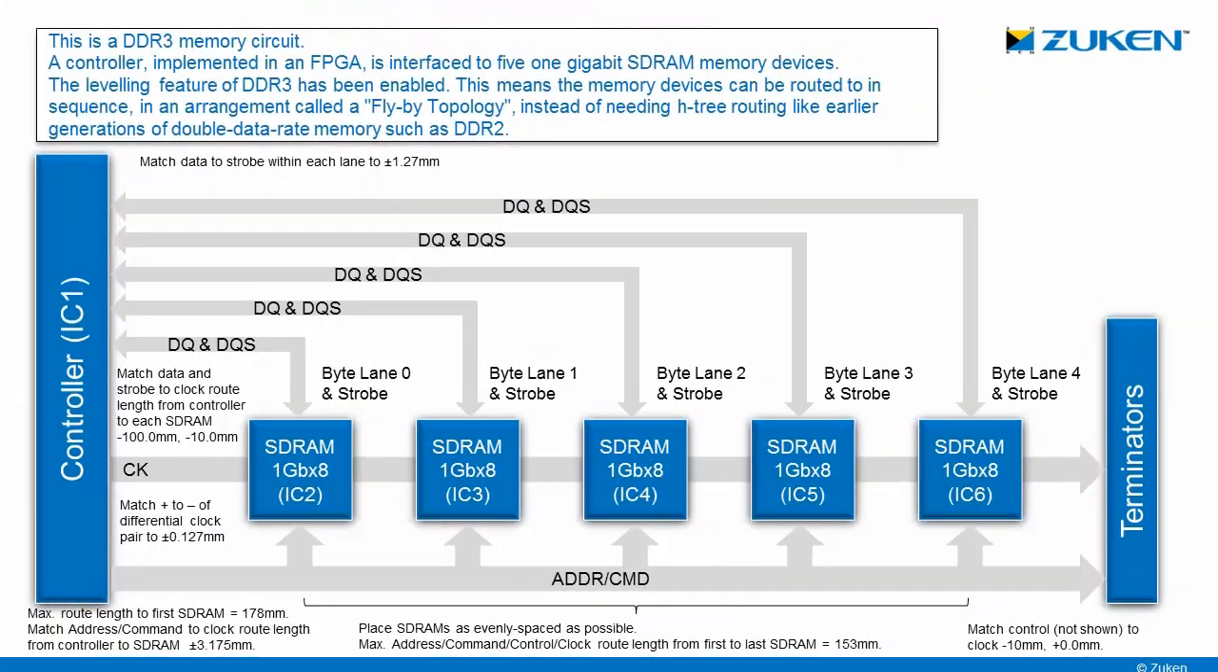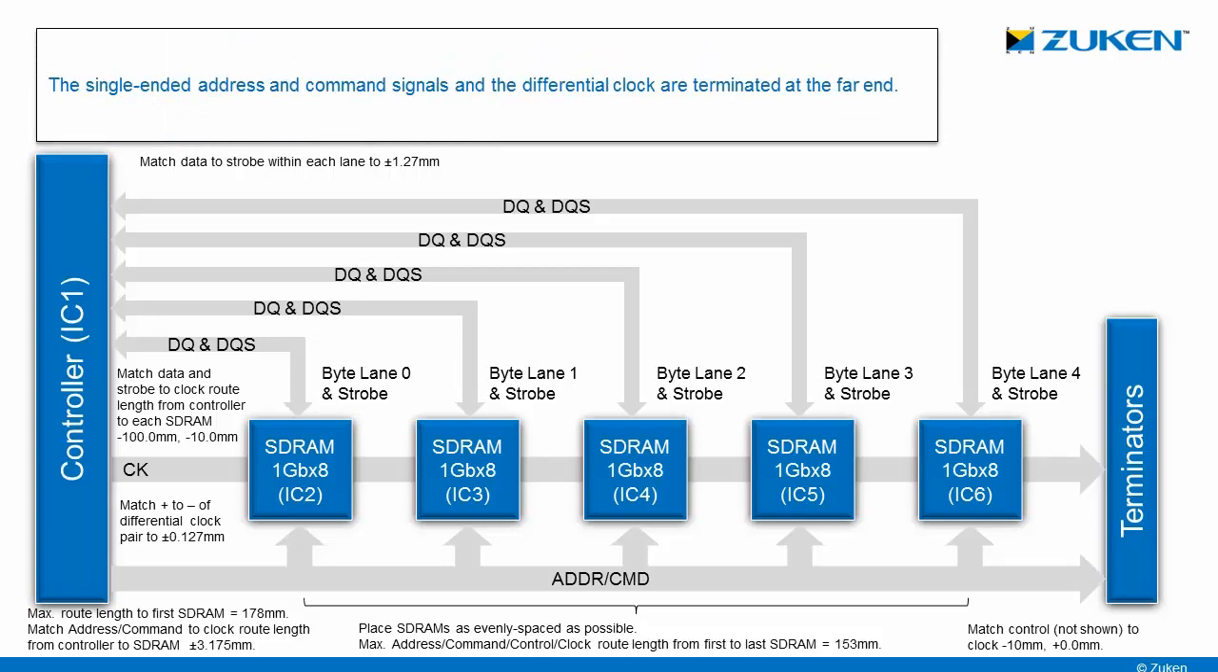This is a DDR3 memory circuit. A controller, implemented in an FPGA, is interfaced to 5 1 gigabit SDRAM memory devices. The leveling feature of DDR3 has been enabled. This means the memory devices can be routed to in sequence in an arrangement called a flyby topology, instead of needing H-tree routing like earlier generations of double data rate memory such as DDR2. The single-ended address and command signals and the differential clock are terminated at the far end.